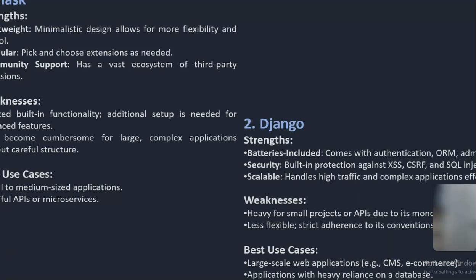First of all, minimalist design. It includes only essential features, letting developers add what they need. Second, flexibility. Developers can choose which libraries and tools to integrate. Third, ideal for small projects. Flask is commonly used for prototypes, REST APIs, and microservices. Fourth one, extension support. Although it's minimal, Flask has a variety of extensions for database integration, authentication, and more. Fifth, built-in development server. It has a built-in debugger and server for easier testing.